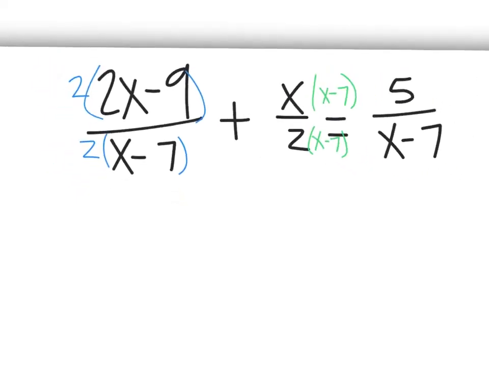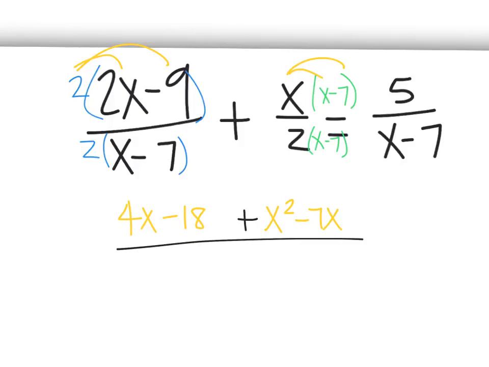So I'm going to distribute that out. So 2 times 2x would be 4x. 2 times negative 9 is negative 18. Plus x times x would be x squared, and then x times negative 7. And I'm going to put this all as one giant fraction because the whole purpose in me doing what I just did was to get the denominators the same. So there's no reason to write two fractions now because really it's just one fraction. So I'm going to put it over one denominator, 2 times x minus 7, and this still equals 5 over x minus 7.